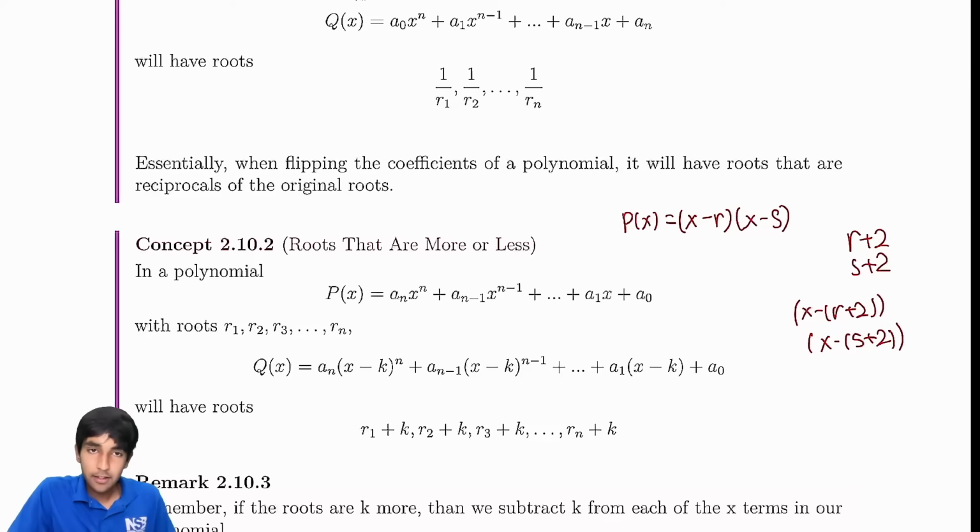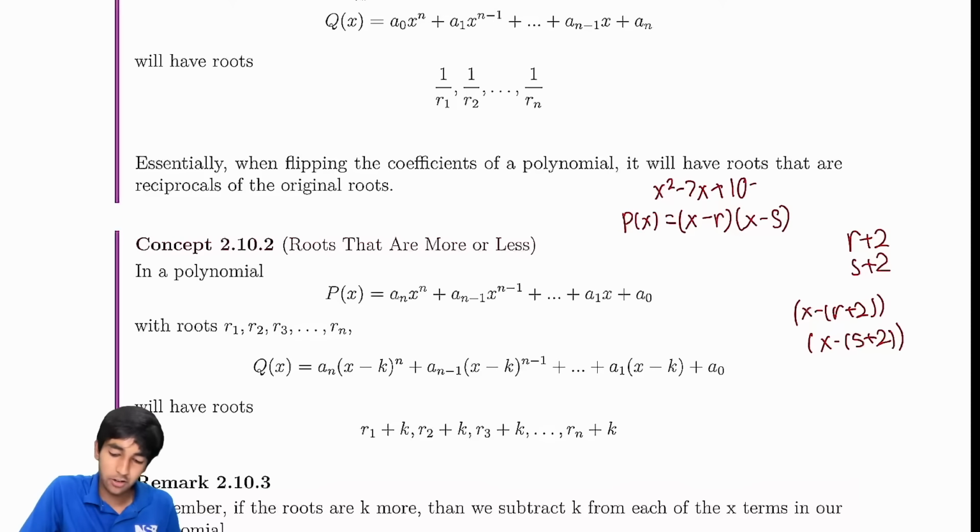But the thing is, we don't know what r and s are. Let's say this is just some random quadratic we can't easily find the roots of. I know you can use the quadratic formula, but let's say you can't, because once you get to this, it's not going to be that simple. How are we going to find a new polynomial that has roots that are each 2 bigger? The trick is, you just plug in x minus 2 instead of x. So our new polynomial with roots that are 2 bigger is just this.